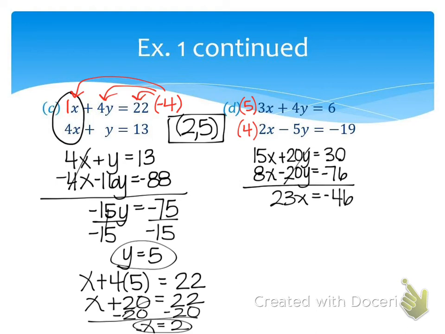So how do I finish solving for x? Divide by 23. Divide both sides by 23. And so what does x equal?